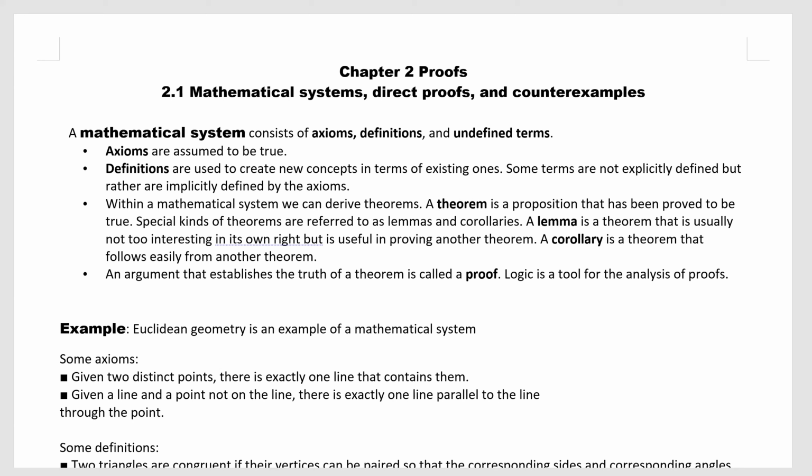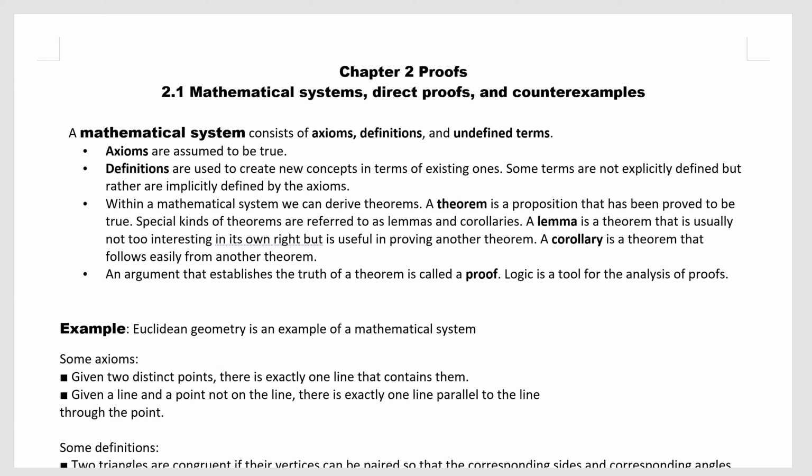Definitions are used to create new concepts in terms of the existing ones. Some terms are not explicitly defined, but rather are implicitly defined by the axioms. Within a mathematical system, we can derive theorems. A theorem is a proposition that has been proved to be true. Special kinds of theorems are referred to as lemmas and corollaries. A lemma is a theorem that is usually not too interesting in its own right, but it is useful to proving another theorem. A corollary is a theorem that follows easily from another theorem.